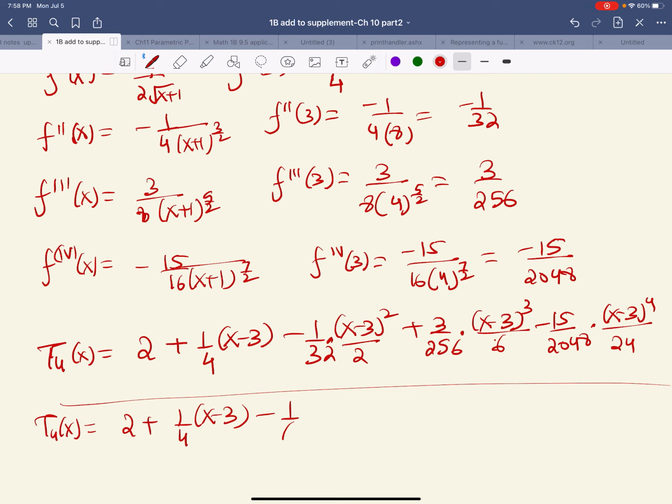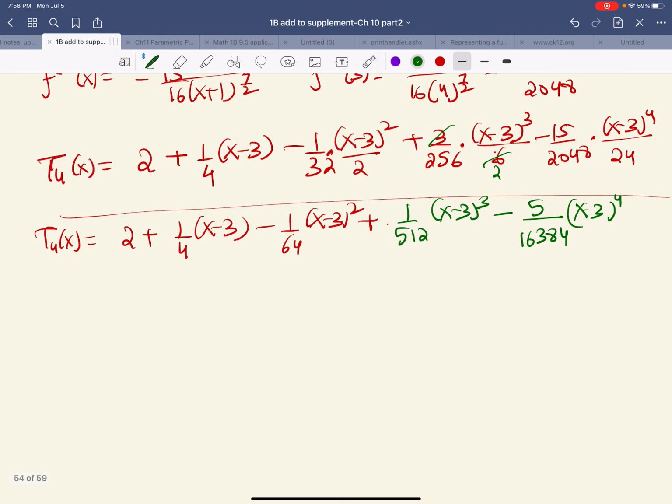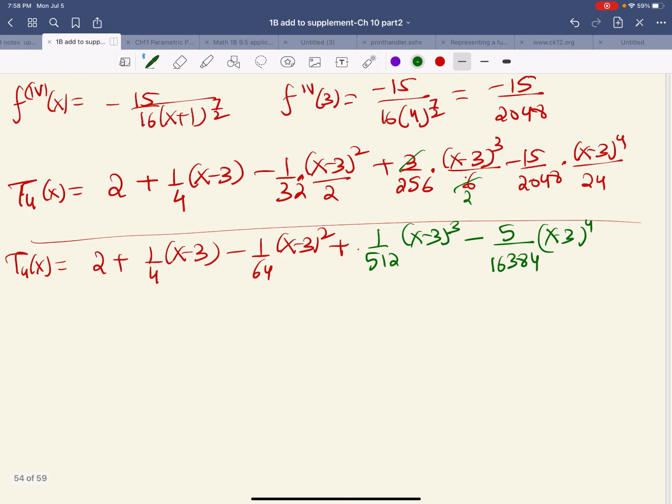32 times 2 is 64. 256 times 6. That would be... now we can cancel the 256 times 2 because we can cancel the 3 and 6. So that would be 1 over 512 x minus 3 to the third power minus, canceling again, it would be 5 over 16,384 x minus 3 to the 4th power. So that's our Taylor polynomial in this case, and the center for the Taylor polynomial for this problem was x equals 3.